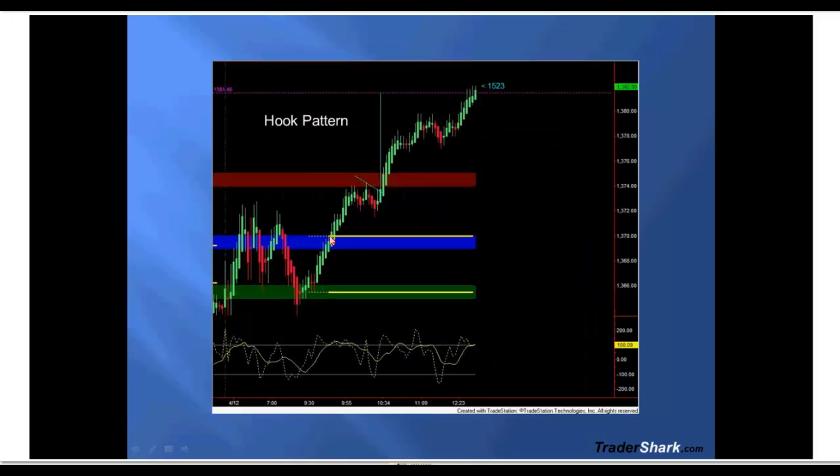This is what's called a hook pattern. I want you to notice a nice breakout of the opening range. We already knew where the Globex range was. I won't go into too much detail about the Globex range. This is a completely different course in itself. But the narrower that Globex range is, the narrower the breakout range is going to be.